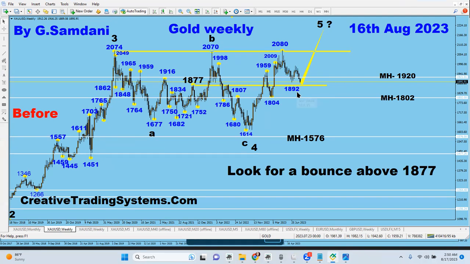Let's see if we drop a little bit more to 1877, and then it will probably go up. That's my stance right now. Watch 1877 for a bounce.